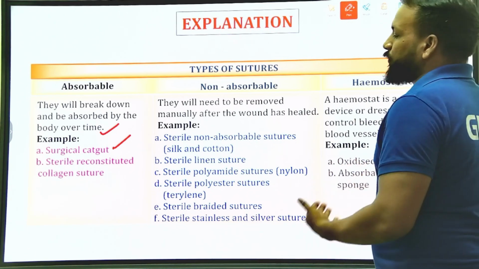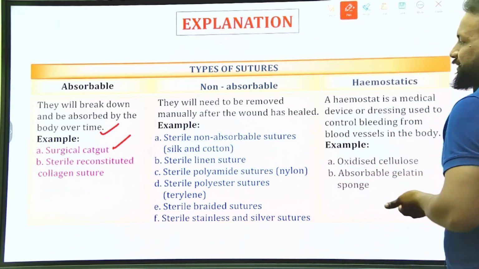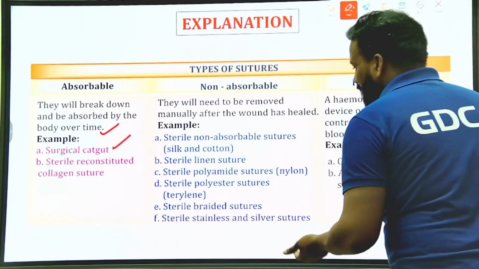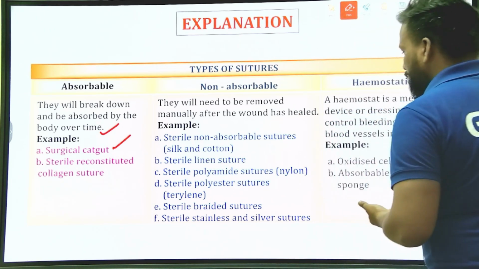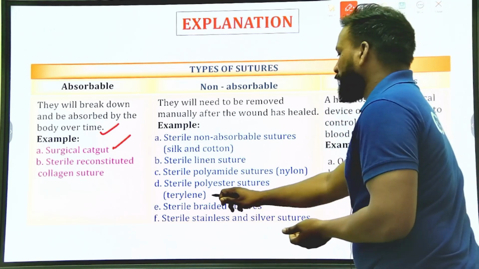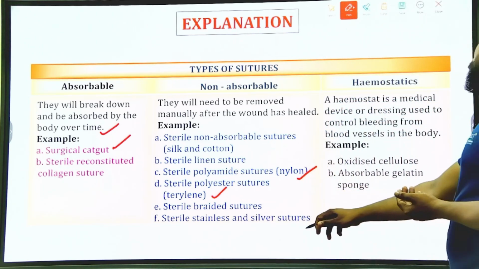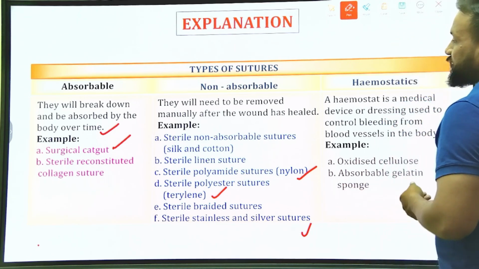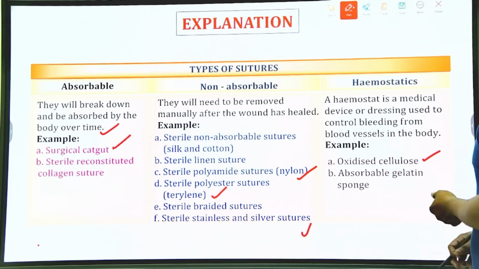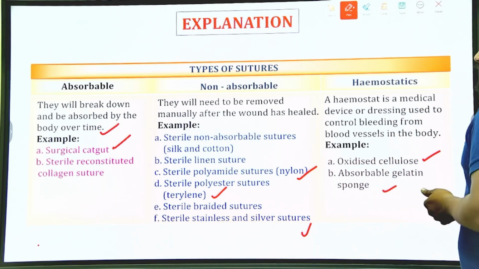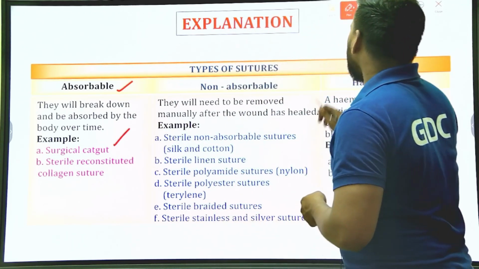Okay, these are absorbable. An example of absorbable is surgical catgut, and non-absorbable like silk, cotton, and other linen sutures, as well as polyester sutures, nylon, terylene, sterile braided suture, and stainless steel and cellulose sutures also used in the stitches as well as in the injuries. And also hemostatics like oxidized cellulose and as well as absorbable gelatin sponge. But the right answer here is surgical catgut, an absorbable one. Clear? Next question.